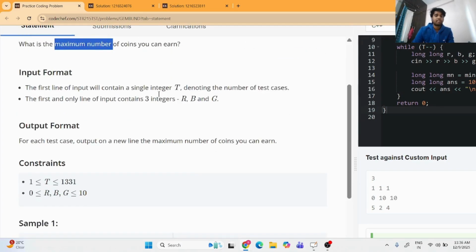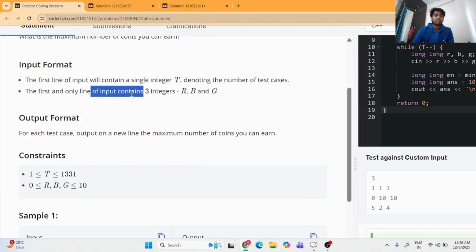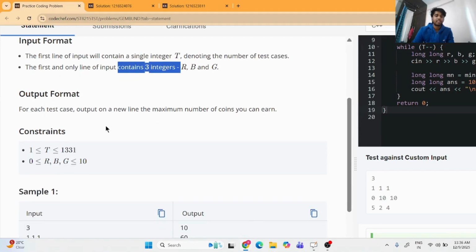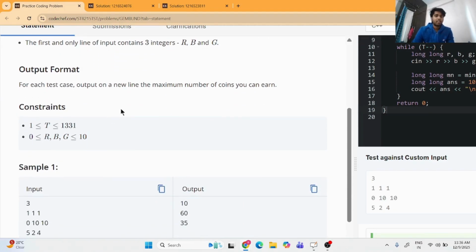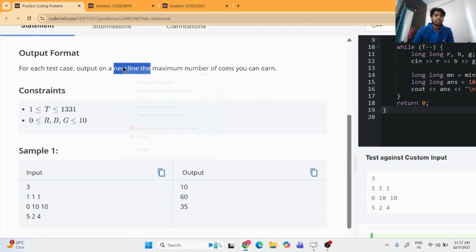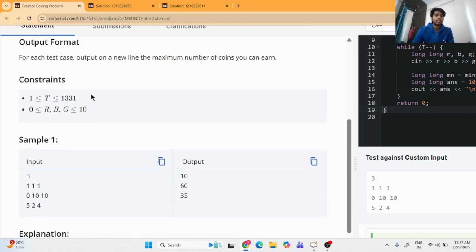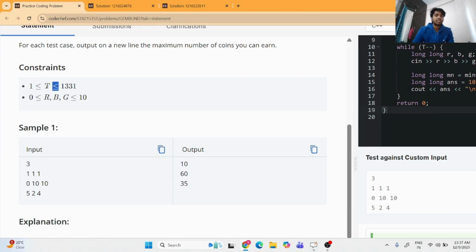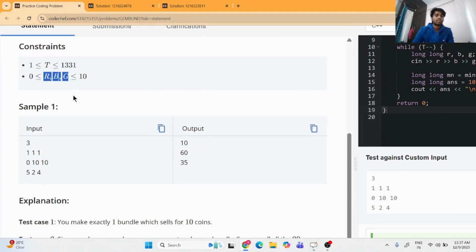Input format. The first line of input will contain a single integer T denoting the number of test cases. The first and only line of each test case contains 3 integers R, B and G. Output format. For each test case, output on a new line the maximum number of coins you can earn. Constraints: T lies from 1 to 1331 and R, B, G lie from 0 to 10.